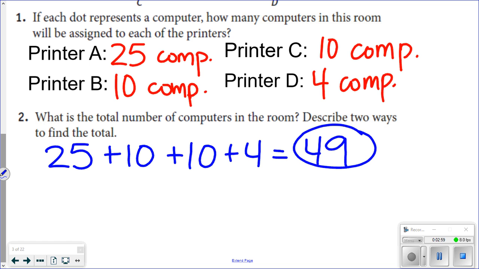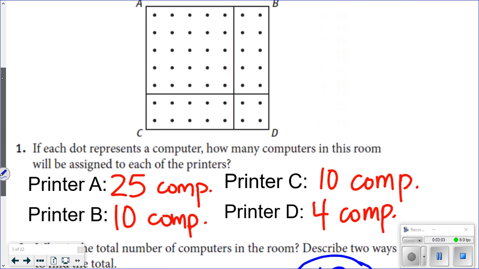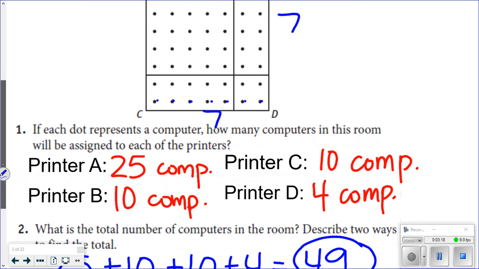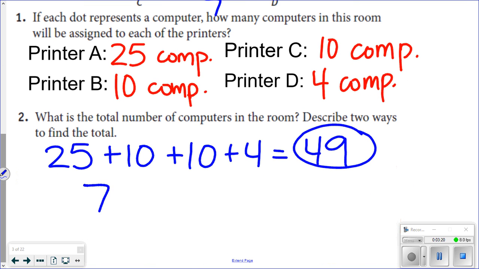What's another way we could do this though? Let's go back up and look. If I count, there's 7 computers here, 7 computers here, and let's multiply side times side, or length times width. So if we multiply 7 times 7, we get 49. So that's a second way we can do this.